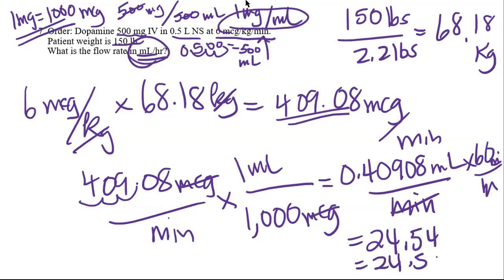24.5, or 25. And the correct answer that was given for this is 24 mils per hour, but it doesn't round that way. Even when we take the numbers and do it in a different way, the answer is not correct. But 25 mils per hour is your answer, or it could be 24.54 or 24.5. If you show your work on your test, they'll give you credit for it. So don't worry about that.